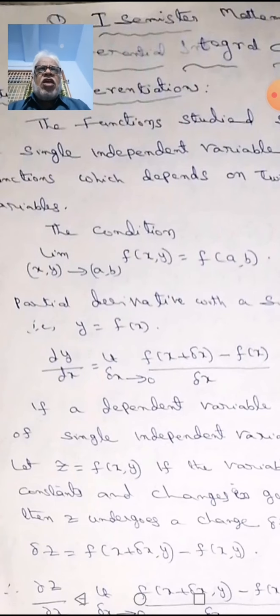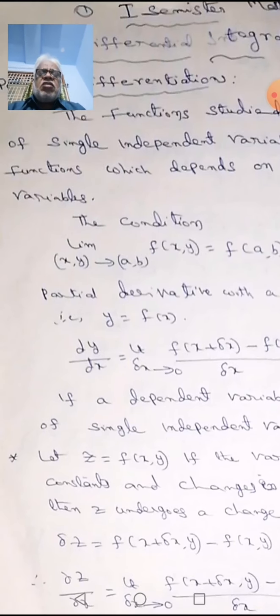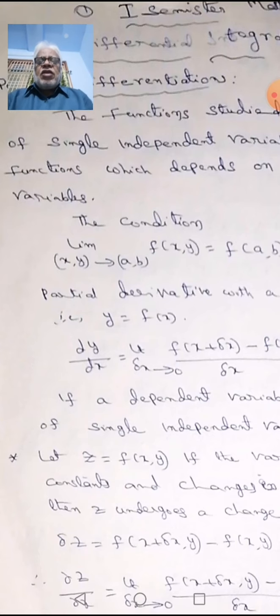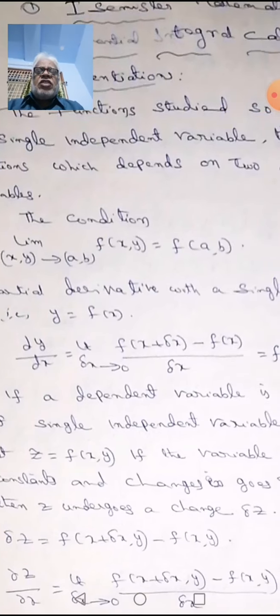For example, if you do partial differentiation with respect to x, you take only the derivative of x. Y and z are treated as constants. That is the main thing in partial differentiation. So the condition: we know what the limits are. That is limit of xy tends to a comma b, f of xy is equal to f of ab.